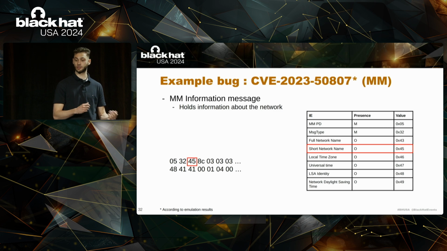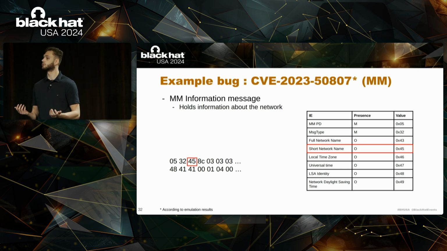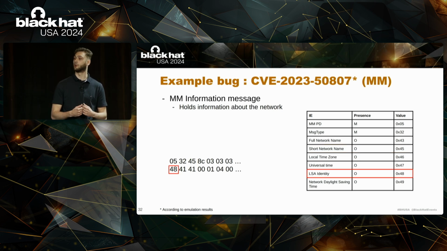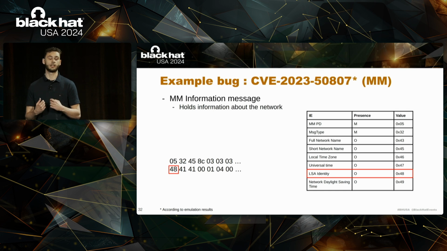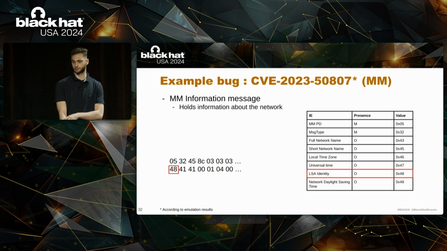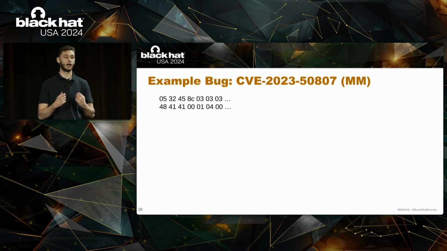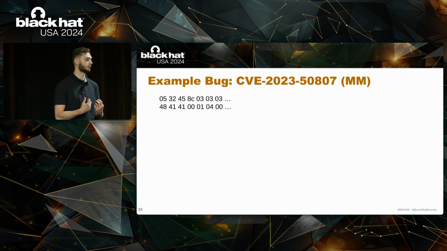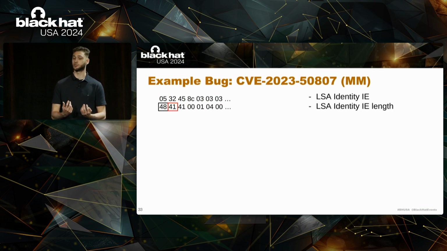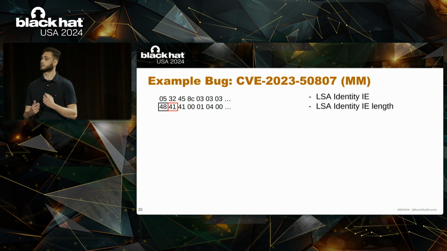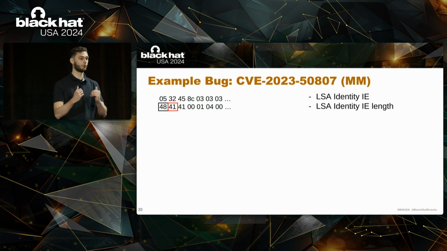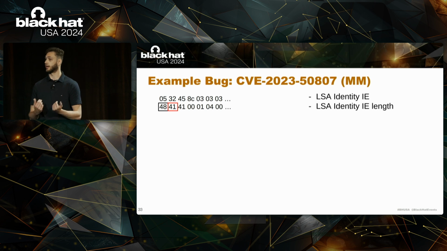And this is totally fine because the full network name is optional, so we don't have to encode it in the message itself. And the last information element is encoded with the value hex 48, which is in this case the LSA identity information element. Okay, so what can be wrong about this is that we haven't talked about how the length of the actual information element is encoded. In this example, we have the value hex 48 for the LSA identity information element. And for this specific information element, the length is encoded in the byte after it, which is in this case the value hex 41.